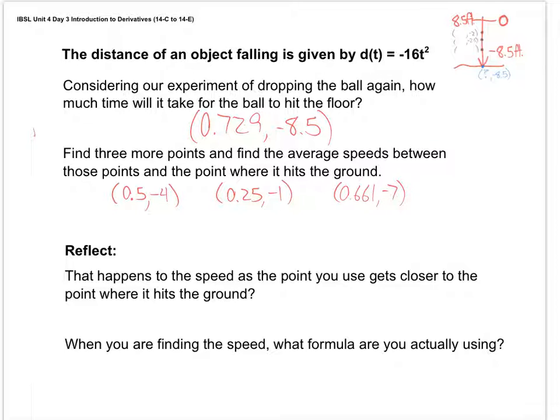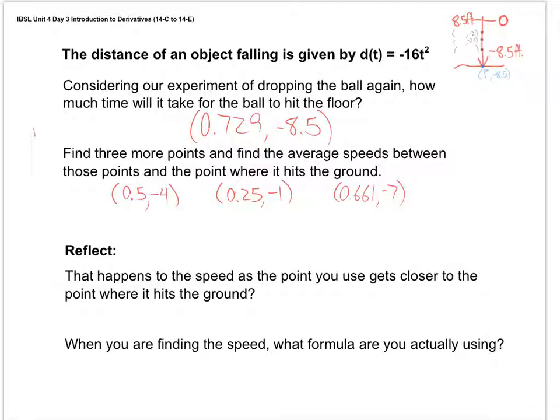Well, no, think about our formula here. This is the distance that it has fallen. The distance of an object falling. So how far has it fallen? So at -1, it's still 7.5 feet off the ground in this case. At -4, it's 4.5 feet off the ground. At -7, it's only 1.5 feet off the ground at this point.